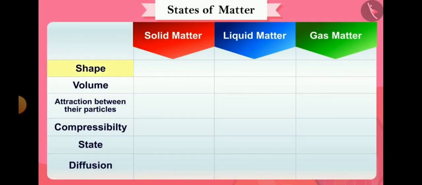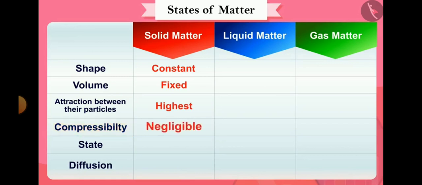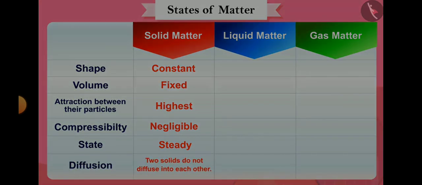We have seen that the shape of solids is constant and the volume is fixed. The attraction between their particles is highest. That is why the compressibility of a solid is negligible, and two solids do not diffuse into each other.